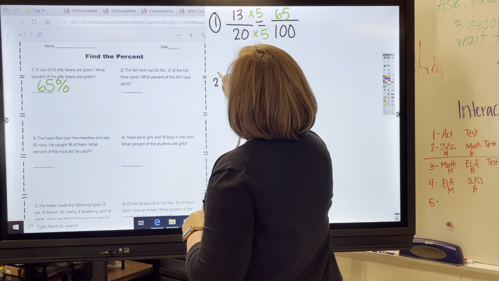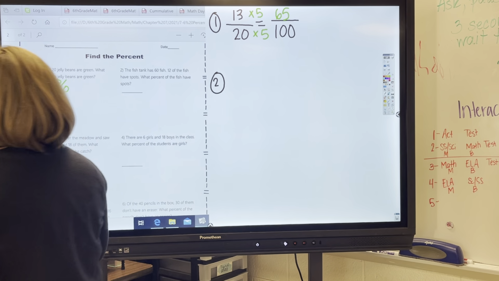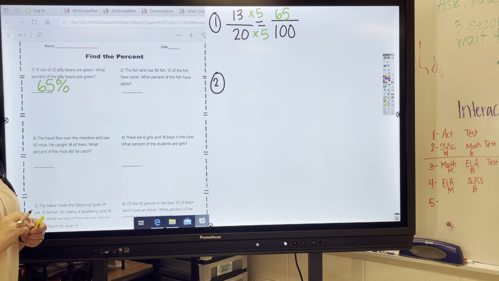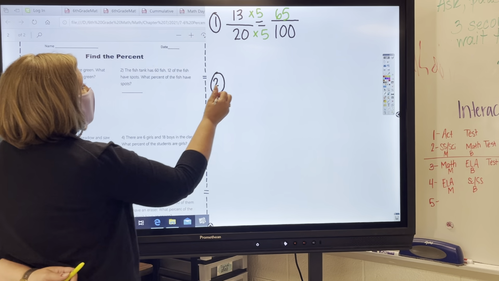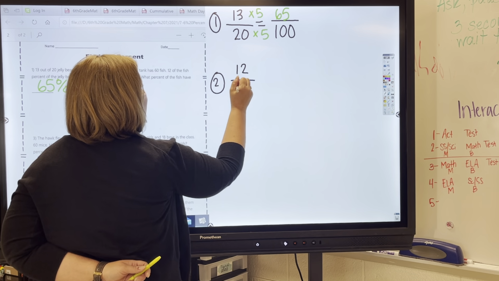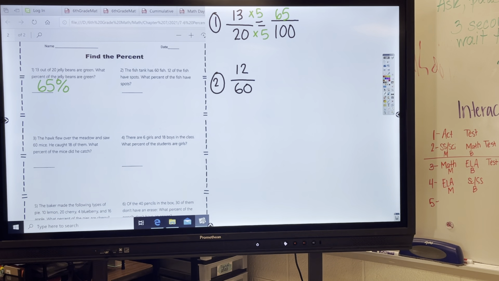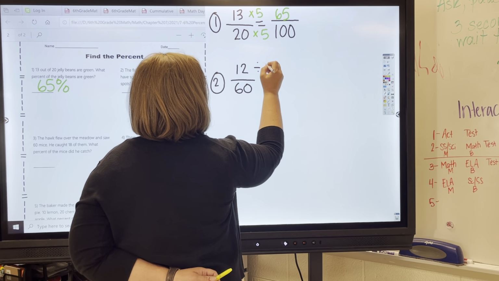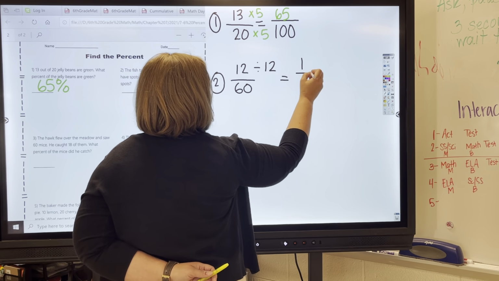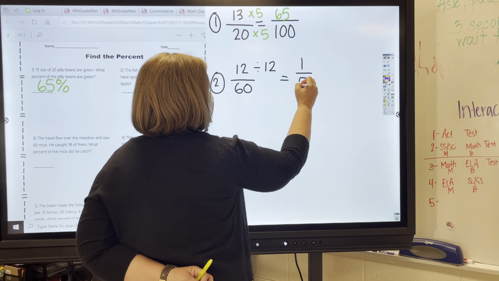All right, number 2. The fish tank has 60 fish. 12 of the fish have spots. What percent of the fish have spots? So, we've got 12 out of 60 have spots. Can I simplify that? Yes. What can I divide both of those numbers by? 12. 12 divided by 12 is 1. 60 divided by 12 is 5.